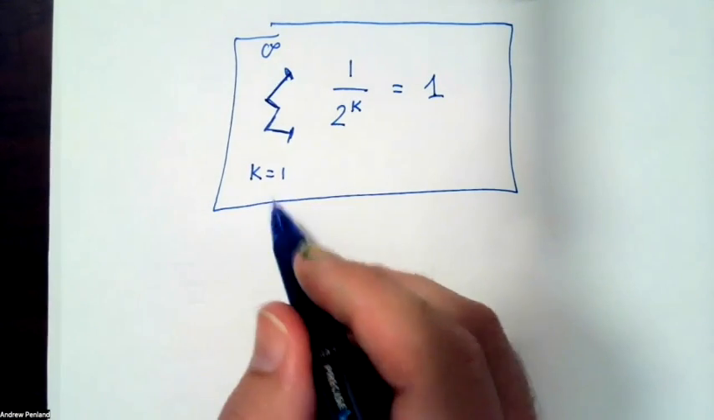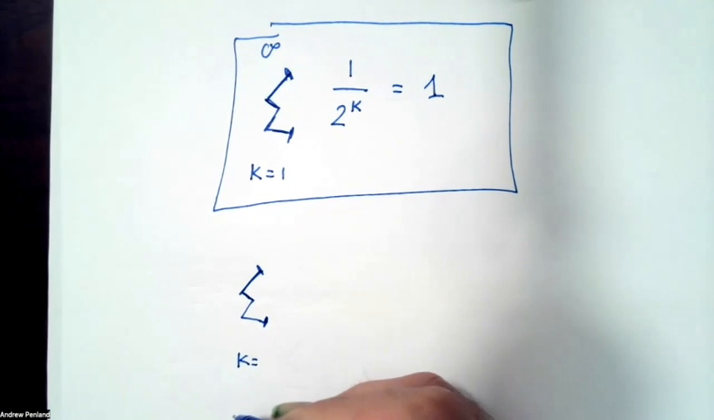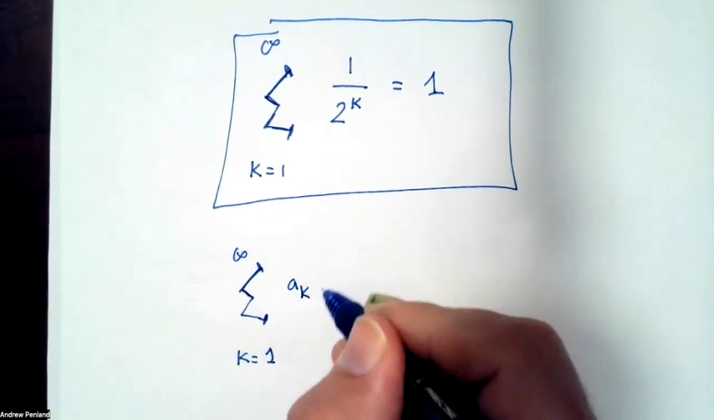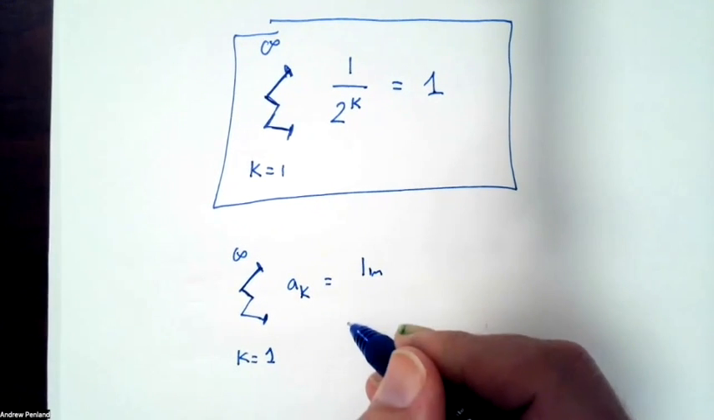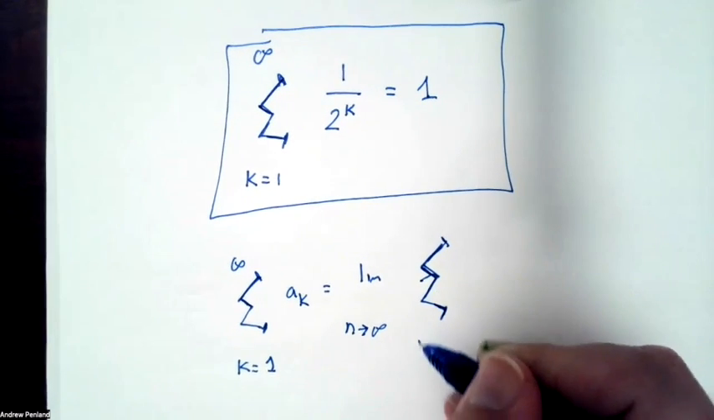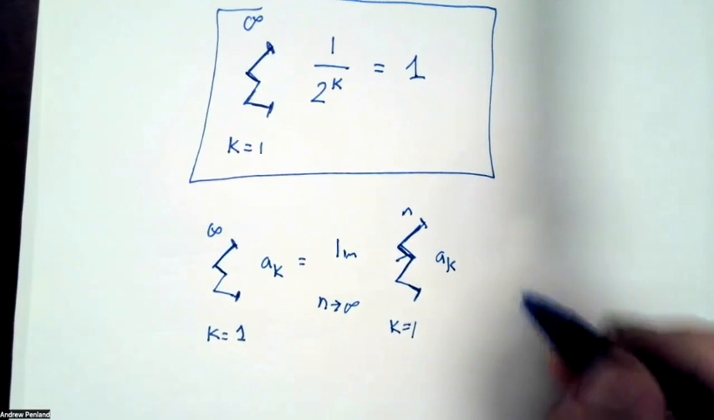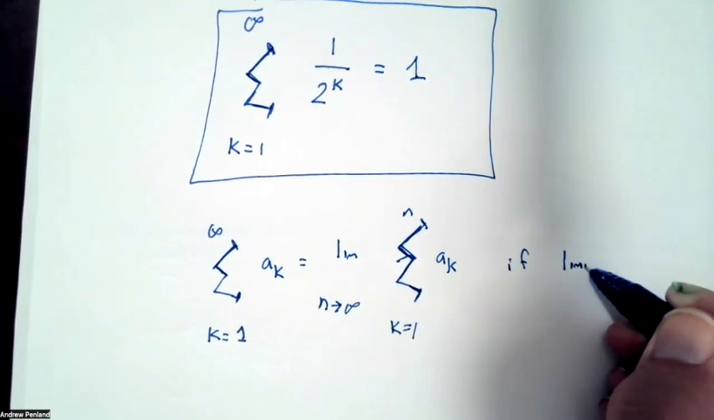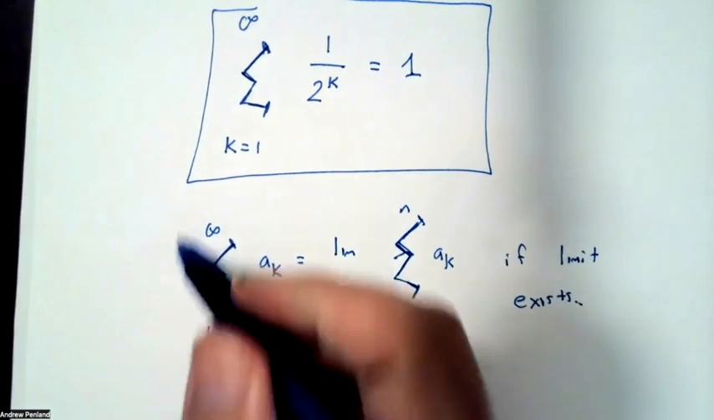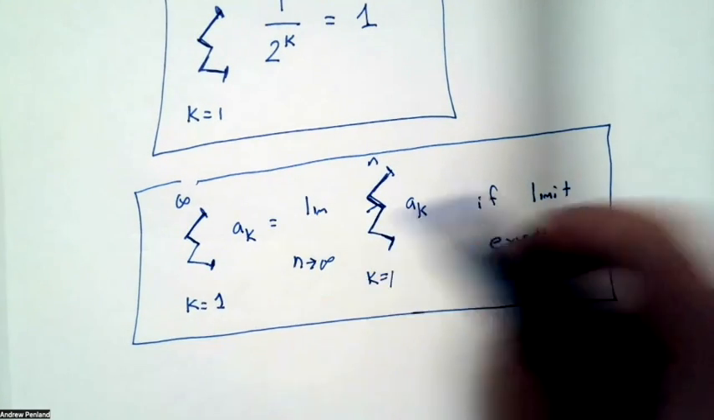So this means if you have a summation from k equals 1 or k equals 0, either way, to infinity of a sub k, what it means is the limit as n approaches infinity of the sum from k equals 1 to n of a sub k, if this limit exists. So this is where we might need some intuition from our sequences, because this is actually a limit of a sequence of partial sums.